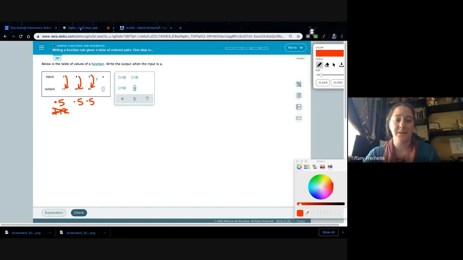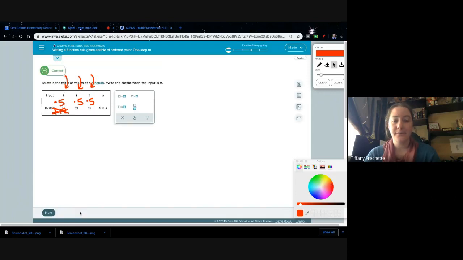So I'm going to do the same thing with n. I'm going to take n and I'm going to multiply by 5. And we write that as 5n. So you can also use this box and write it like this, 5 times n. That's perfectly fine as well. But I do believe that this program will accept 5n. So let's go ahead and check it, and we're good to go.